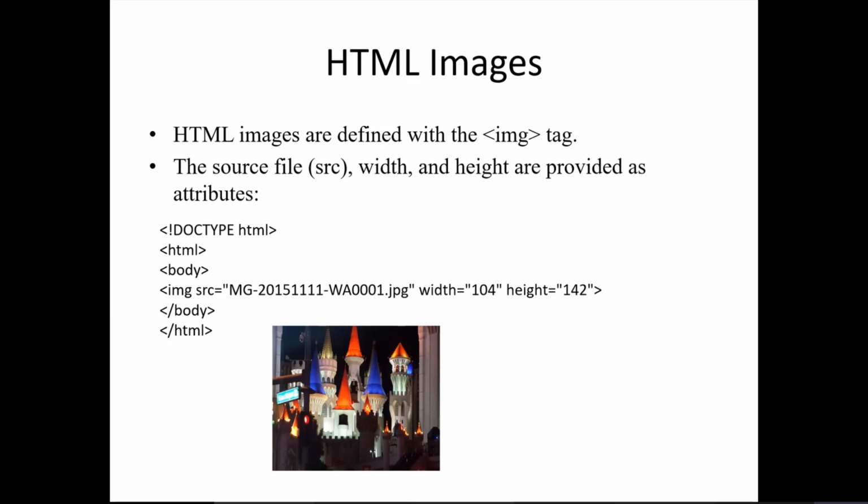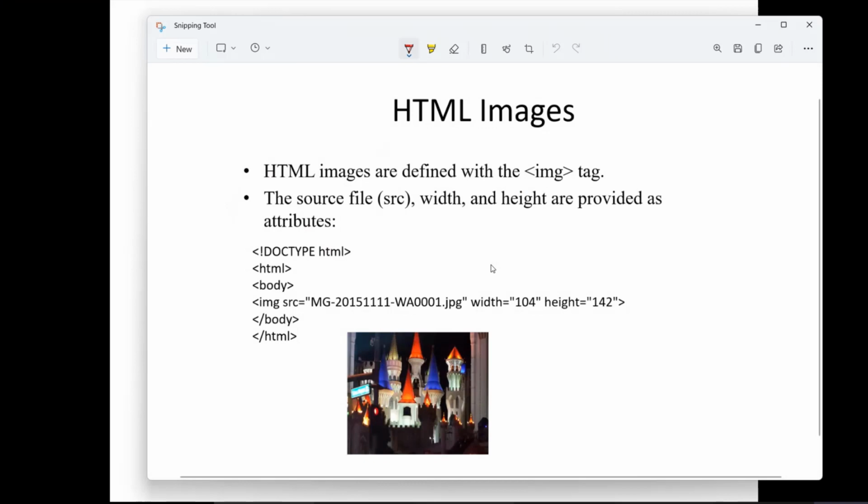Then moving ahead, we are having HTML images. So how to include the HTML image in the HTML file? HTML images are defined with the img tag. The source file, width, and height are provided as attributes. So you can provide source file and height as well, or you cannot provide. It all depends upon you.